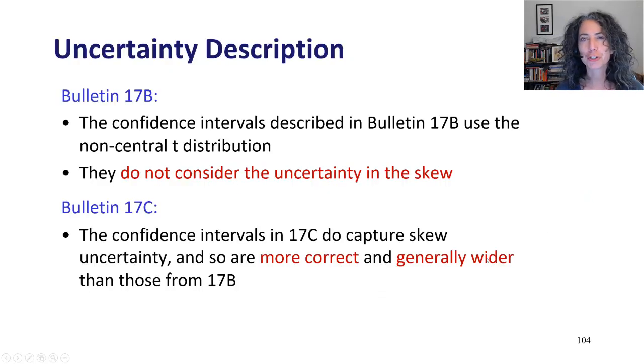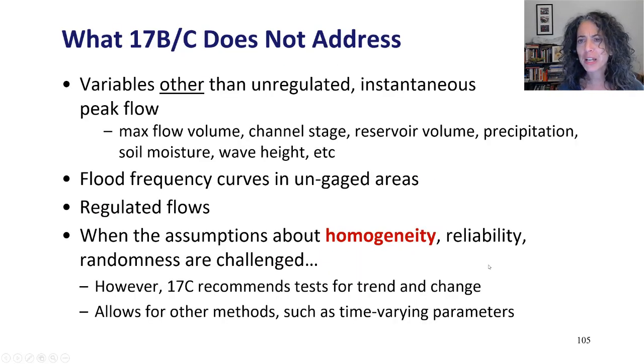So just to summarize the uncertainty descriptions, the Bulletin 17B intervals use what's called the non-central t distribution, which is something we'll see in the uncertainty lecture, but they are based on the log normal distribution, and so they don't consider the uncertainty in skew. The Bulletin 17C intervals do capture the uncertainty in skew, and so they are therefore more correct and generally wider than those from 17B. So finally, what things does Bulletin 17C still not address?